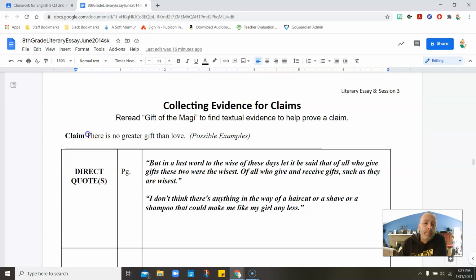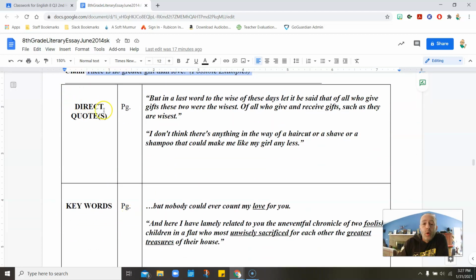So here is my claim. This is my example. There is no greater gift than love. That's my claim, and I believe I've found enough evidence to support that. Evidence is divided up into different groups. We have direct quotes from the book or from the story.